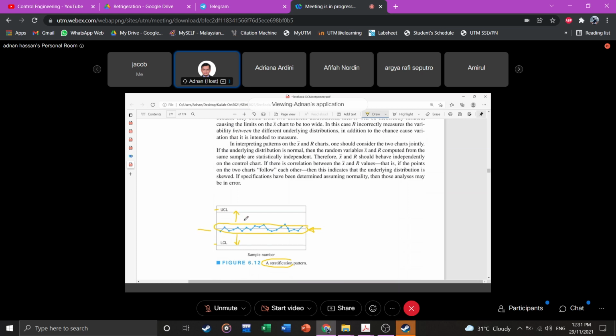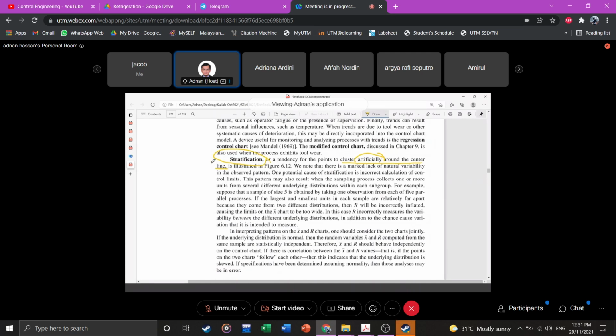It doesn't fluctuate up and down naturally, but artificially it looks good. But after some time, the build up of waste material on the tooling gets hot and finally breaks. So we need to know whether this is natural variation or unnatural variation. It can be misleading. It looks good, but actually it is artificial around the center. So we know there is a lack of natural variability. We want natural variability, so in the case of stratification, it is not natural.